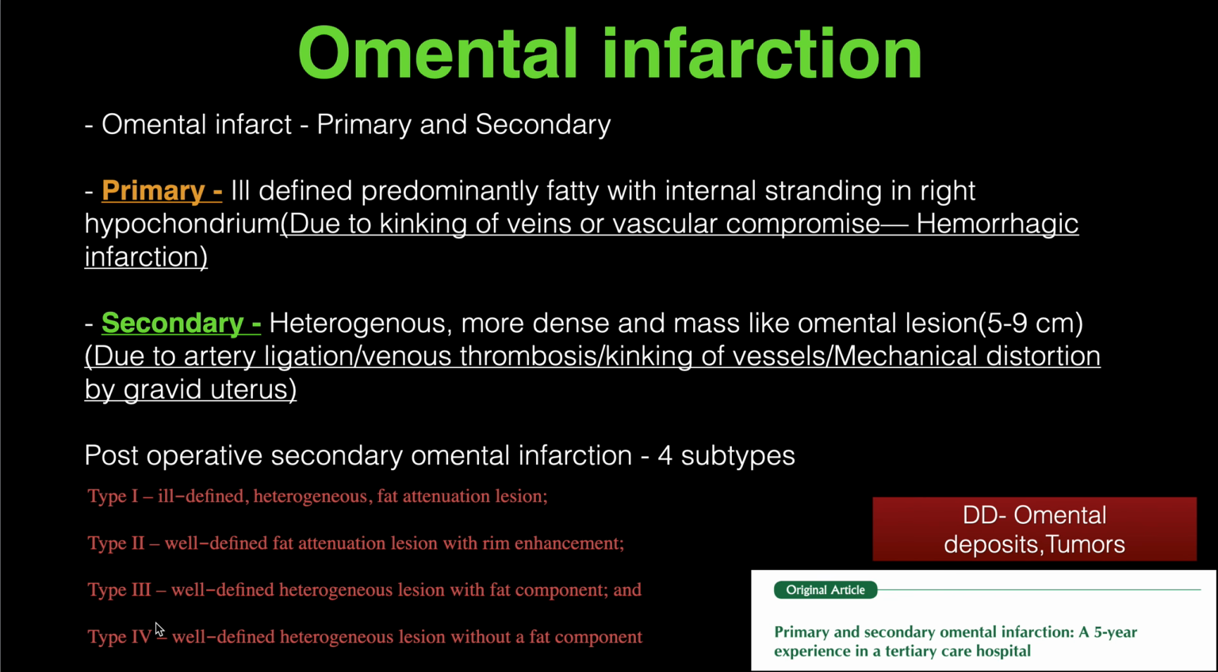This classification is very important so that other differentials like omental deposits or tumors can be differentiated. You can see here, type 1 is an ill-defined heterogeneous fat containing attenuating lesion, type 2 is a well defined fat attenuating lesion with rim enhancement, and type 3 is a well defined heterogeneous lesion with a fat component. In our case, it is type 3 secondary omental infarction, and type 4 is a very well defined heterogeneous lesion without any fat component. So these types have to be kept in mind before concluding the diagnosis of omental deposits or omental tumors.